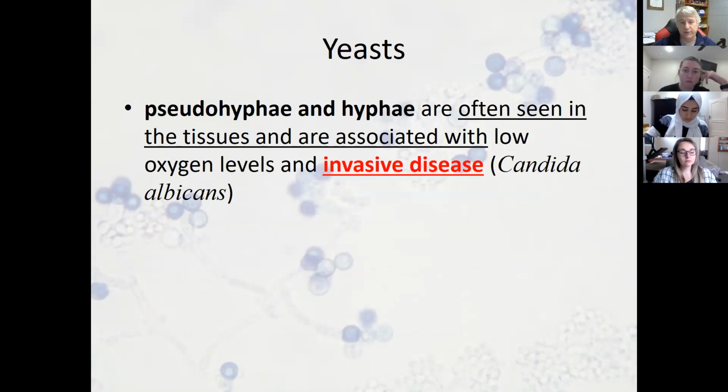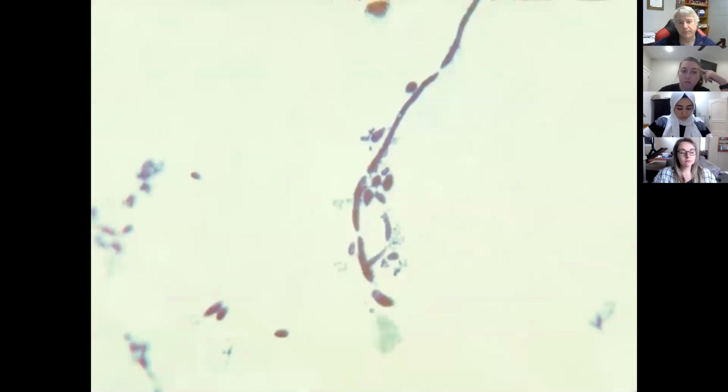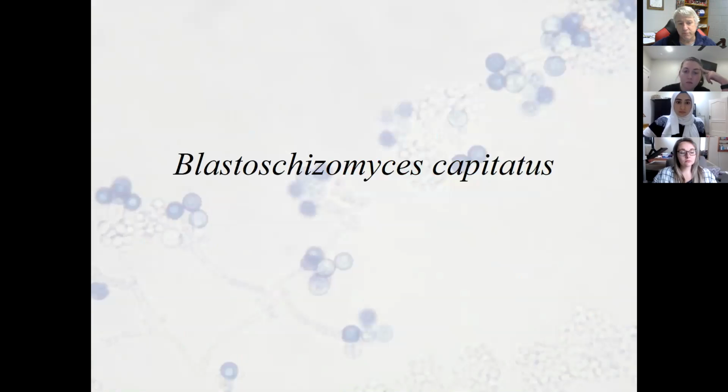And we think of that with pseudohyphae and hyphae, often seen in tissue, low oxygen levels, and invasive disease. Candida albicans definitely can set up that way. So some pictures. So now we'll take on some names.